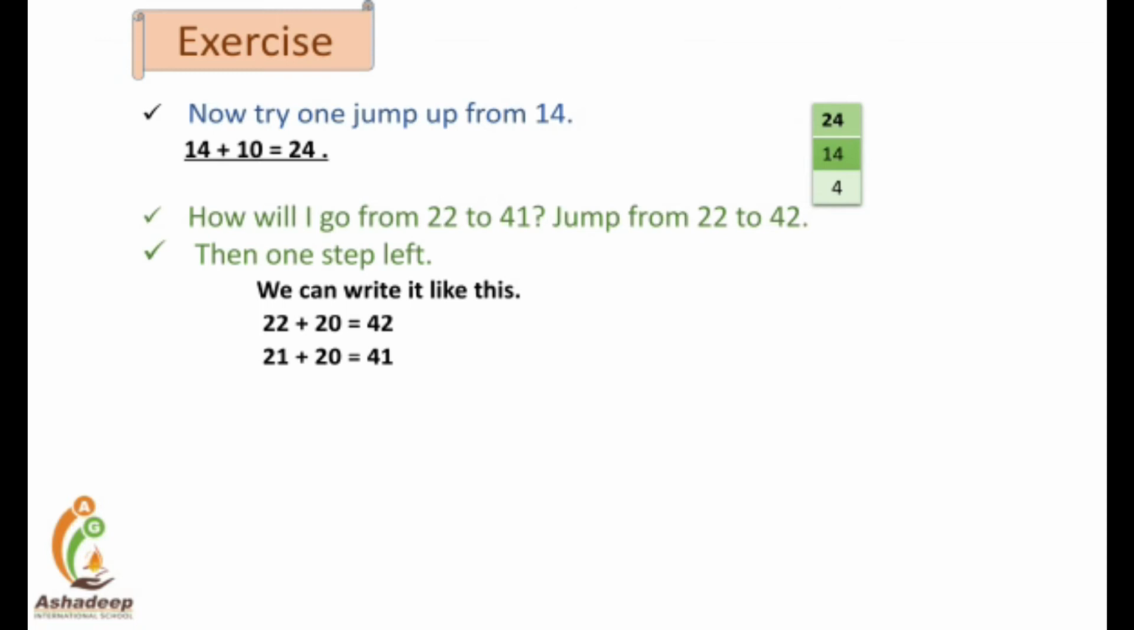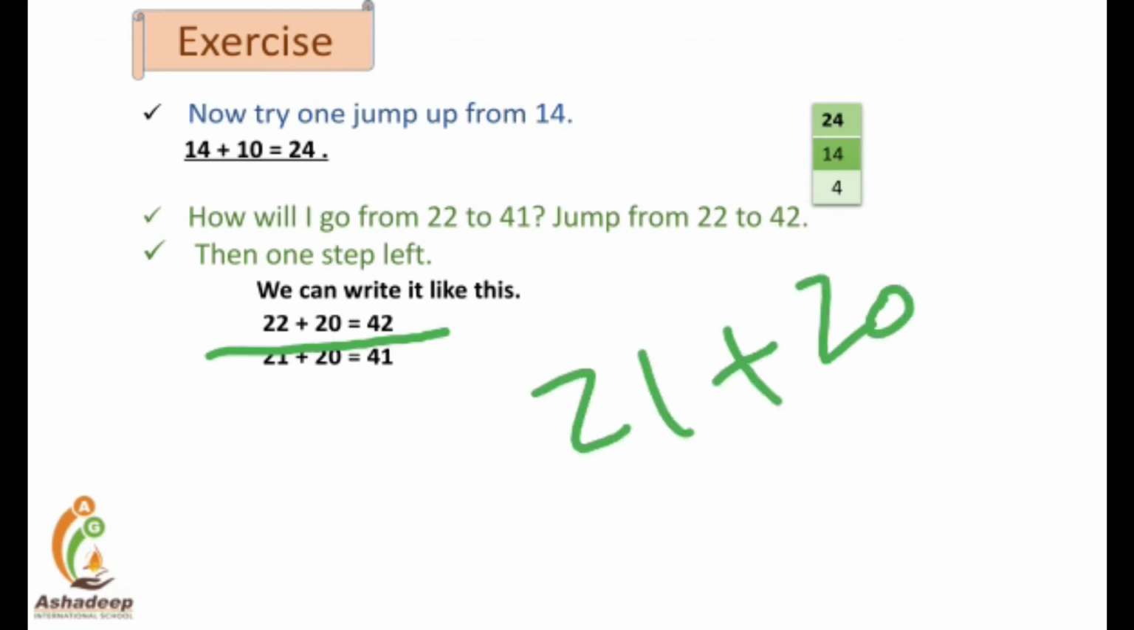So see here, we can write it like this: 22 plus 20 is equal to 42. All of you know that 22 plus 20 is equal to 42. In the same way, one step left, right? So 42 minus 1, second step, is equal to 41, right? That is the second step, which is given as one step left, right?